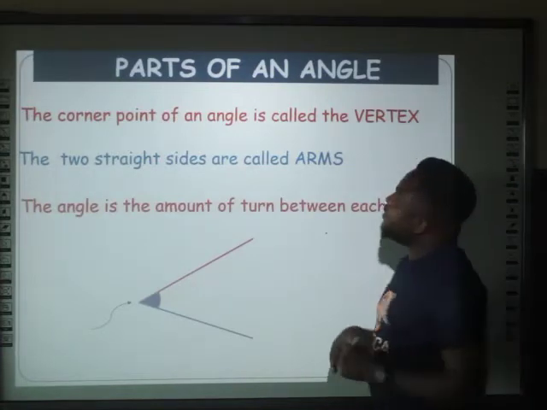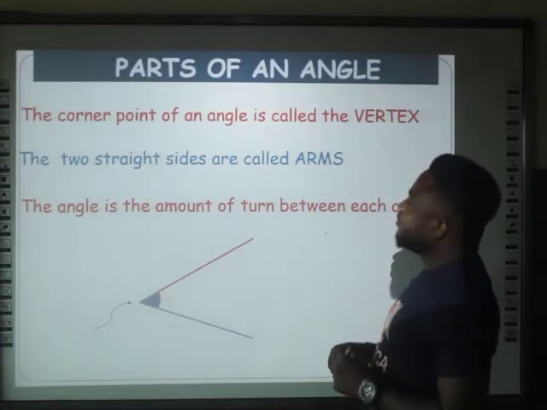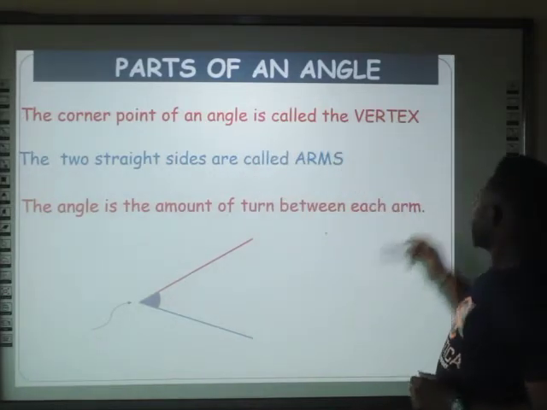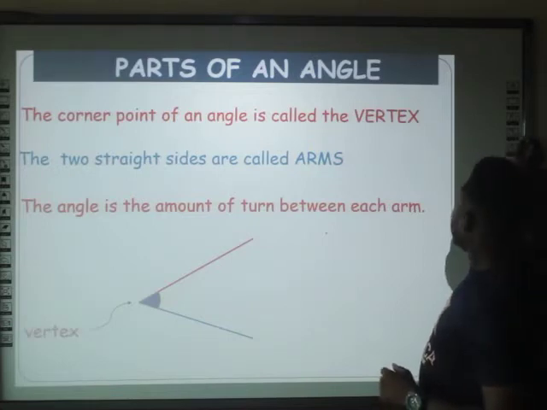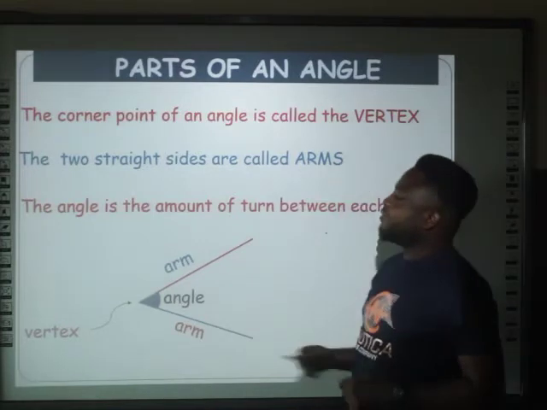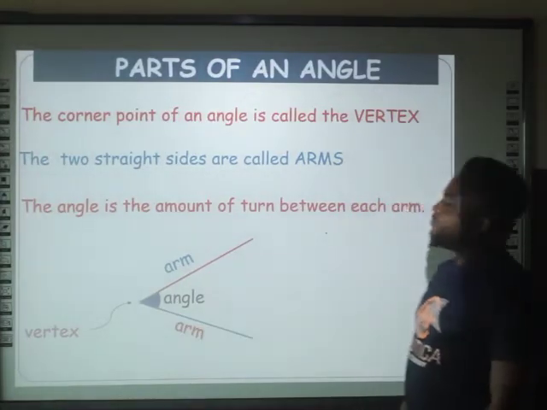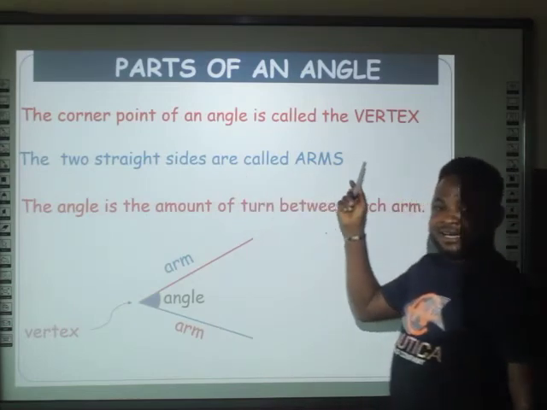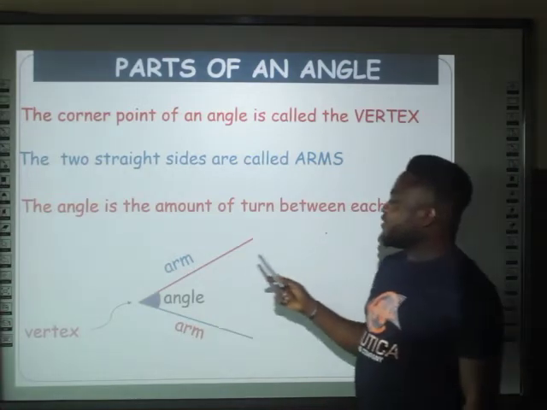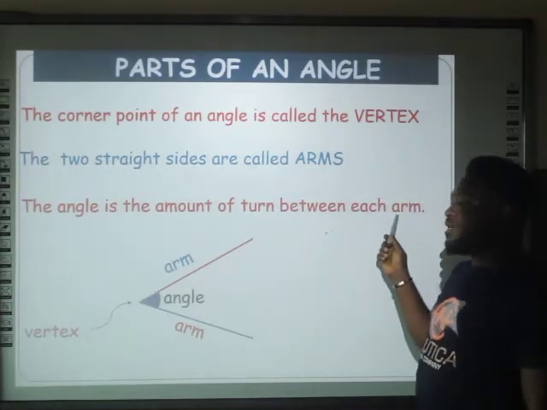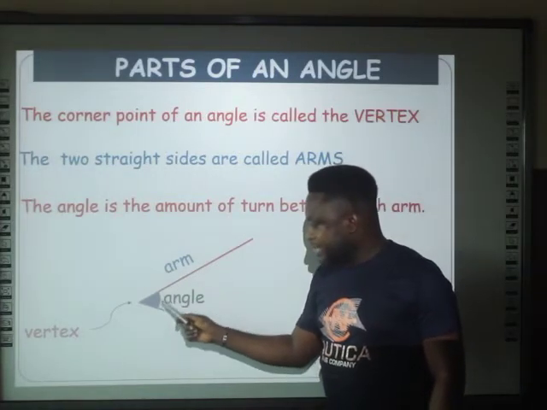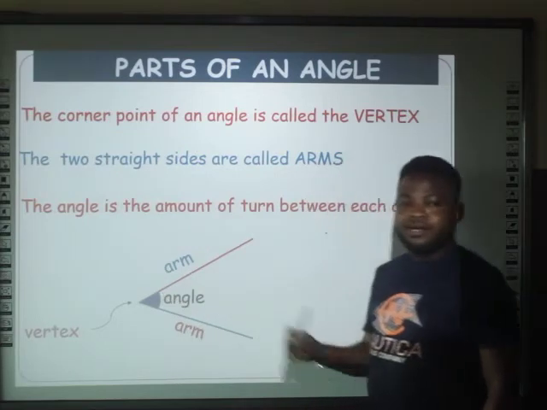Now, let's look at parts of an angle. The corner point of an angle is called the vertex. This is the vertex. Now, the two straight sides are called arms. This and this. The angle is the amount of turn between each arm. The amount of turn in between these two arms is what we call angle.